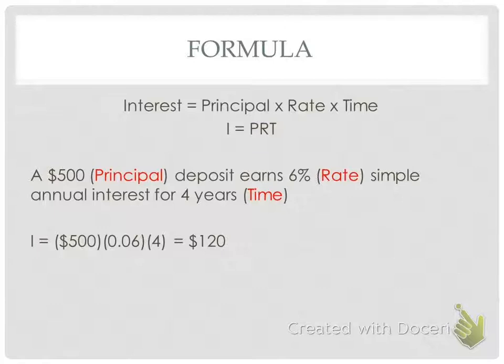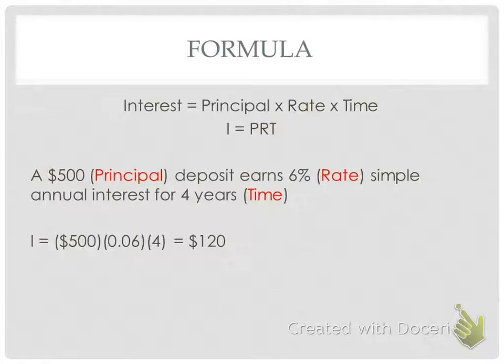All right, it says a $500 deposit earns 6% simple annual interest for 4 years. So in red, I've highlighted, okay, the $500 is the principal. Whatever amount of money you're putting into an investment or that you're taking out for a loan, either way you look at it, that's the principal amount. The percentage is what we call our rate. And the time, and get this, okay, because not always it's going to be in years. The time is calculated annually.